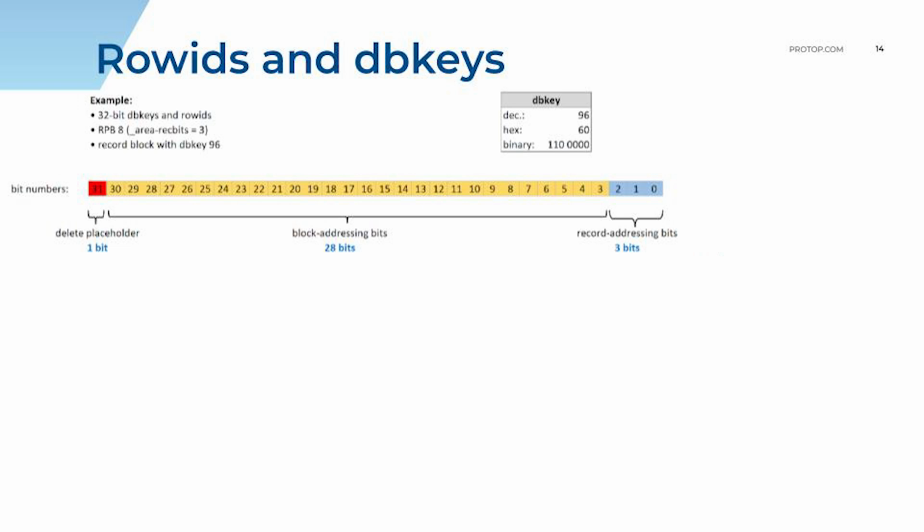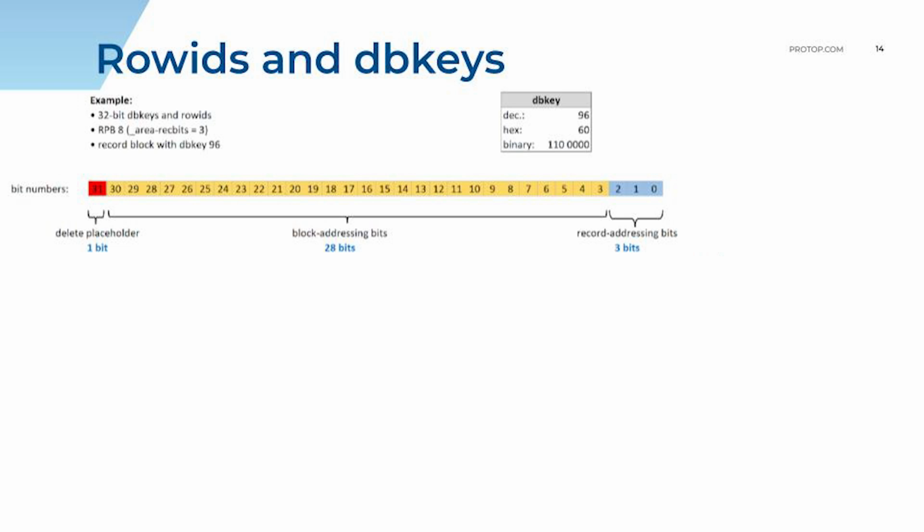Out of the 32 bits, we don't use the high order bit for addressing. It's just used for a delete placeholder when records are deleted. So really, these are 31-bit addresses. Similarly, in 64-bit areas, we have 63-bit addresses. The low order 3 bits are used for record fragment addressing within a given record block. And everything left in between, the yellow bits, those are the block addressing bits.